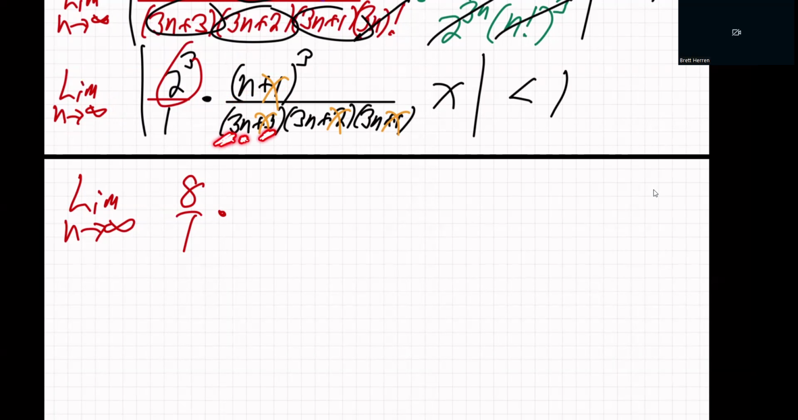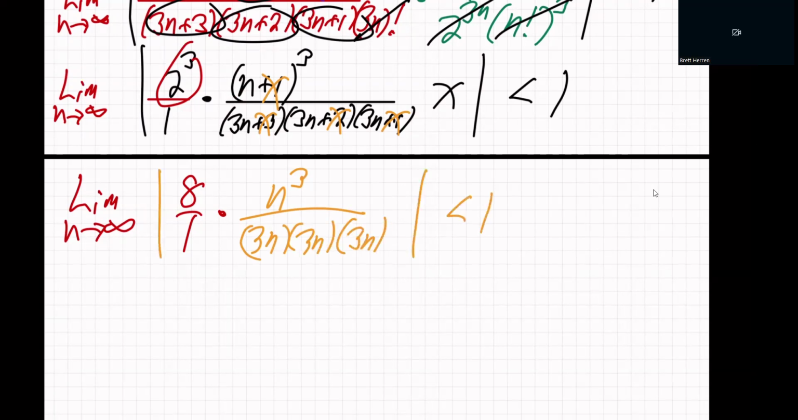Just think about if you're plugging in, n's going to infinity. What if you're just plugging in like a million? 3 times a million, that's 3 million. That's a lot more than a million. That matters. But plus 3, nobody cares, right? Plus the numbers added don't matter. So where does that leave us? n cubed on the top, and on the bottom, 3n times 3n times 3n.